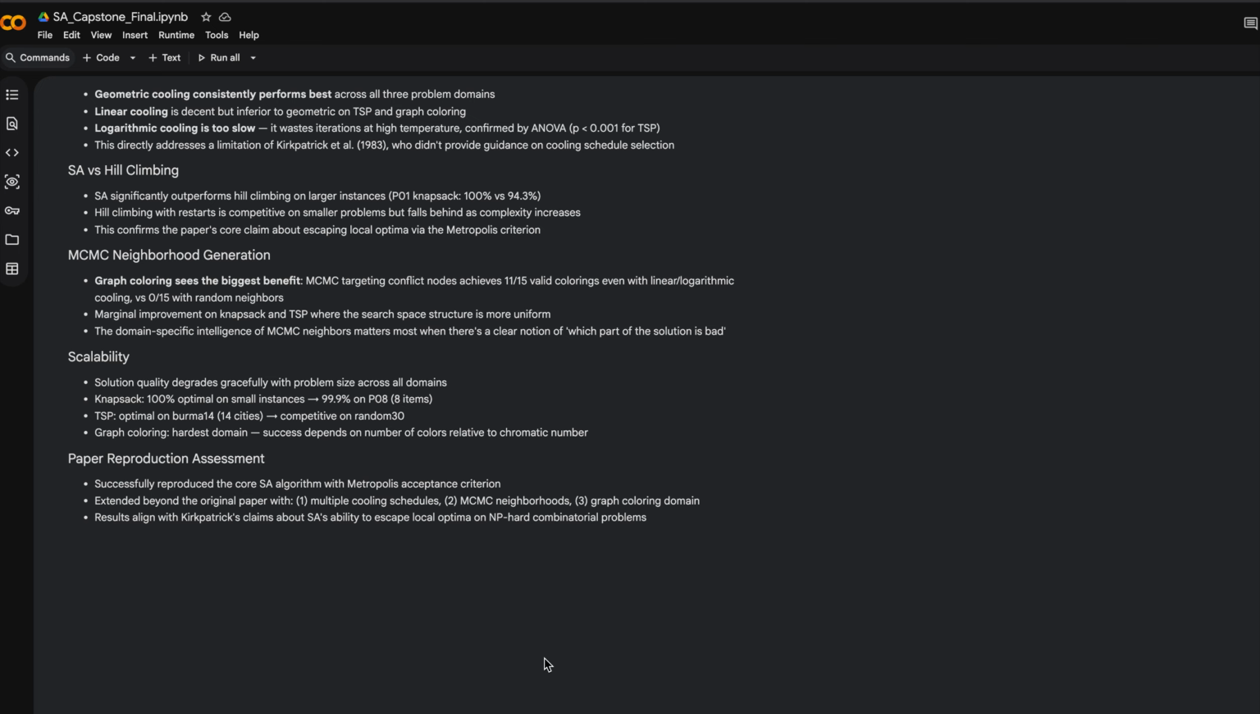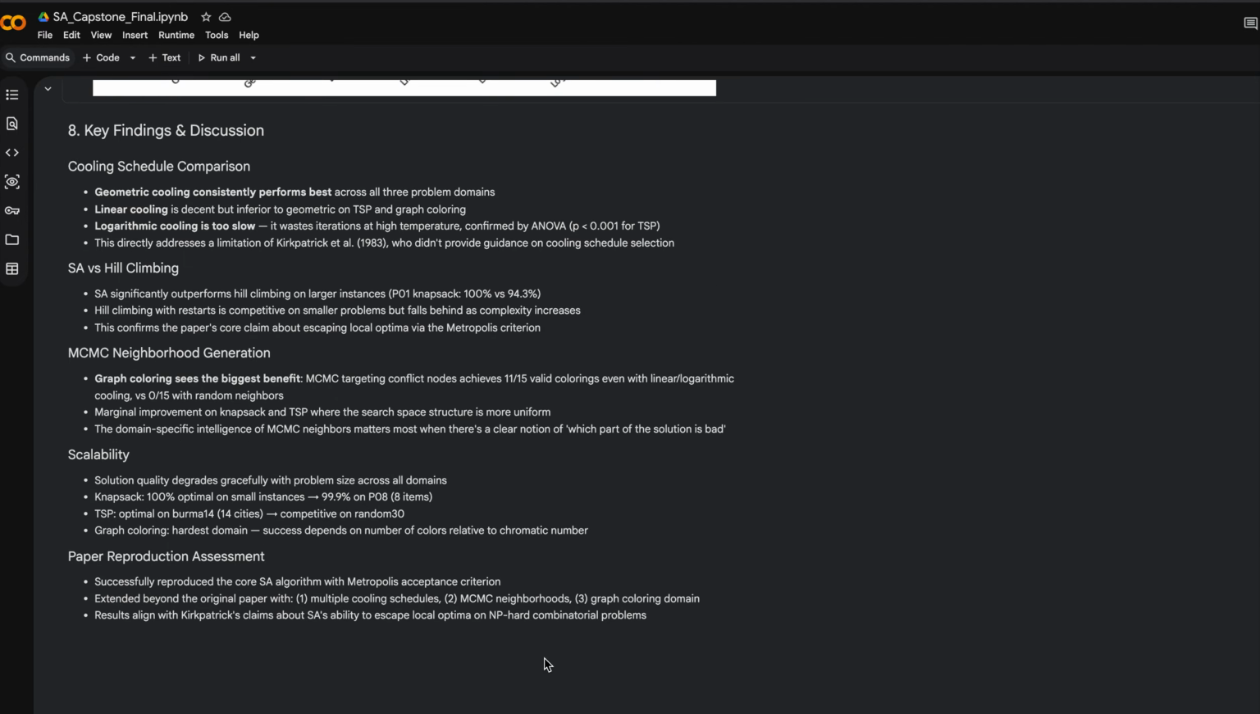Partially reproducible. The core algorithm is clear and claims hold up. But hyperparameter and neighborhood decisions are underspecified, and they matter the most in practice. So this is all my code.